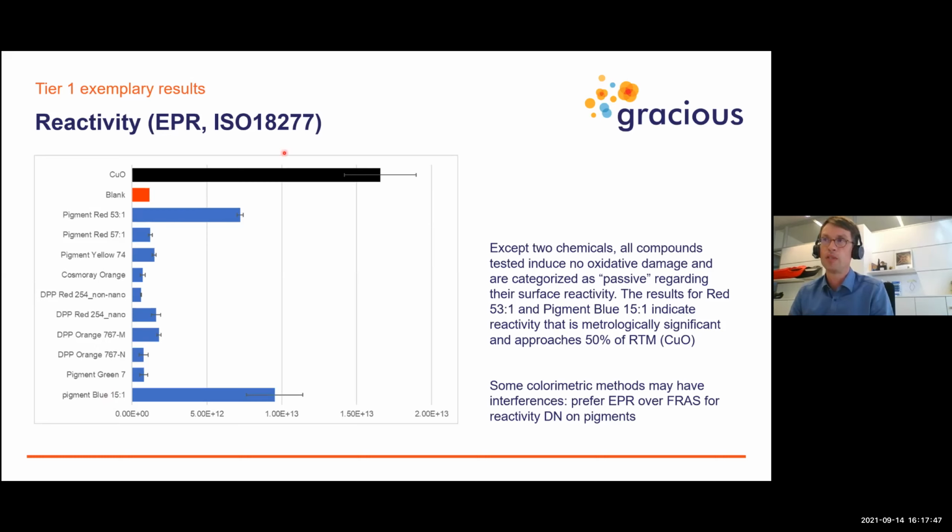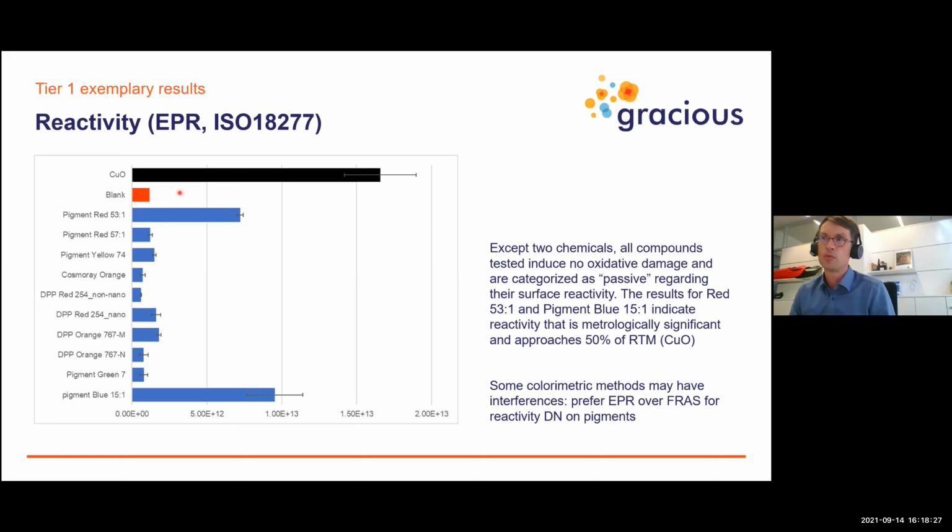One of the properties that are mandated by the IATA is reactivity. And here we are using the standardized electron paramagnetic resonance, which is less sensitive than the FRAS assay that we would otherwise prefer. But the big advantage here of EPR is that it is completely insensitive to color. It only looks at radicals, whereas most of the other abiotic assays use some colorimetric readout, and that's also the case for FRAS. And color is an issue if you work with pigments.